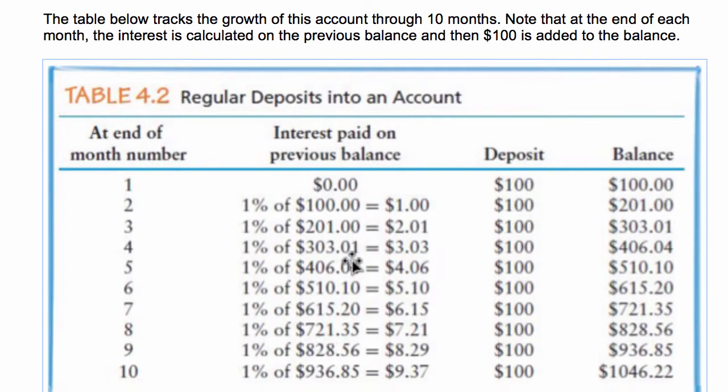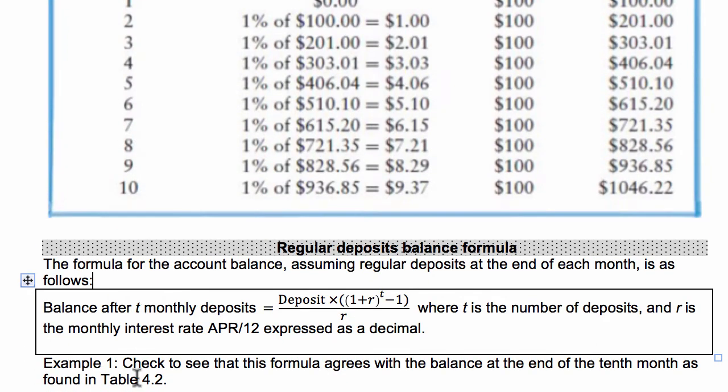This table works well for finding the balance after relatively few deposits, but imagine trying to use it to find the balance after 300 deposits, or worse, 1,000 deposits. To do that, we might use a spreadsheet program such as Excel, or the following formula.